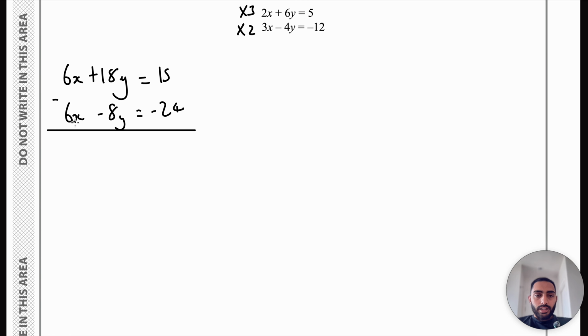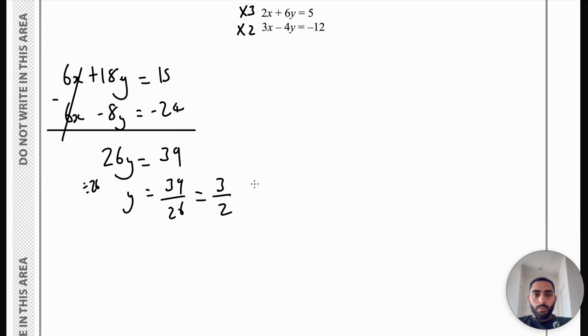So I'm doing 6x take away 6x, which cancels each other out. 18 take away negative 8, so 18 add 8, which is 26y, is equal to 15 take away negative 24, 15 add 24, which is 39. y is being multiplied by 26, so I need to divide by 26 on both sides. So y is equal to 39 over 26. Both of these divide by 13, so that would become 3 over 2, or 1.5.